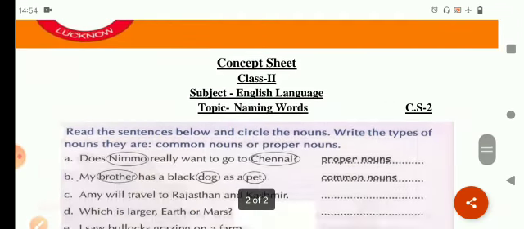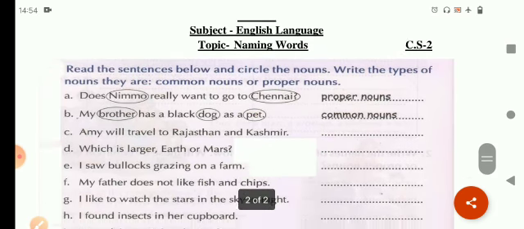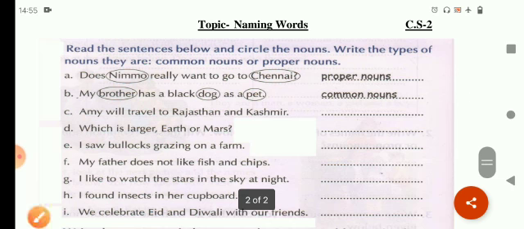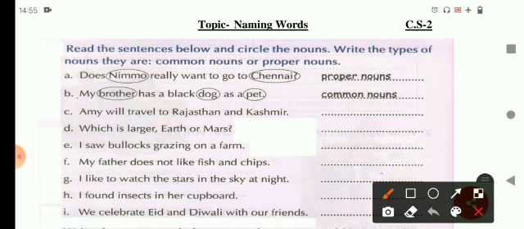Now come to the next sheet, that here you have to read the sentences and circle the nouns, and also write the types of noun, whether they are common noun or proper noun. Two examples are given. Now let's do the C1. Army will travel to Rajasthan and Kashmir. So here army, collective noun. Rajasthan, proper noun. Kashmir, proper noun.